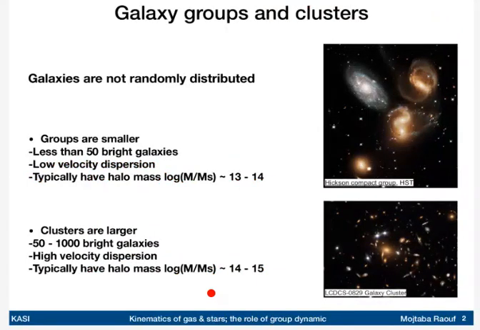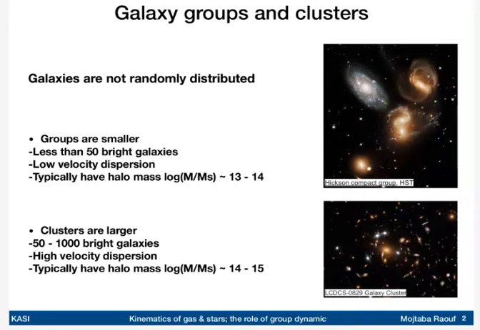Okay, let me give a brief introduction about the key parameters that we have. The key parameters are the galaxy groups and clusters. Galaxies are not randomly distributed, and they tend to aggregate together into small collections of galaxies known as galaxy groups and clusters, consisting of a few up to 1,000 galaxies as members.